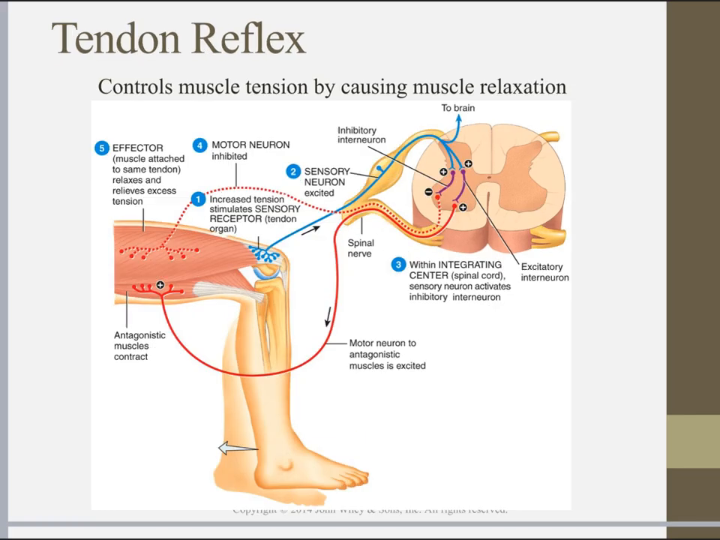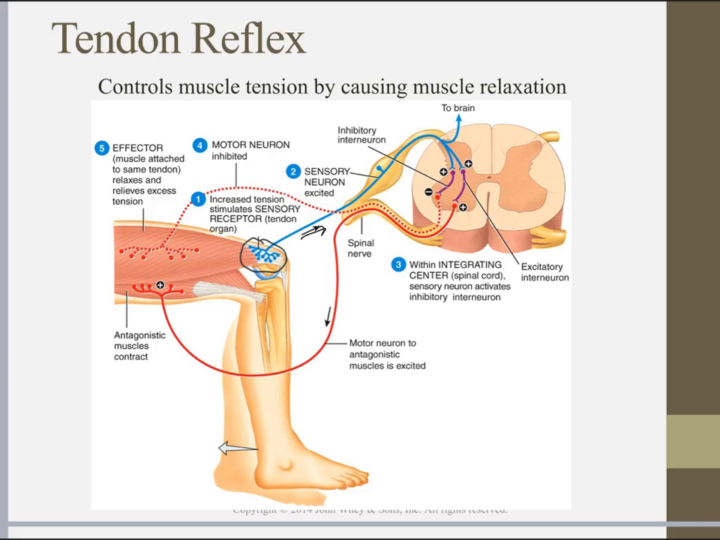The next reflex we're going to look at is a tendon reflex. These are going to help control muscle tension by causing muscle relaxation. If you look at where the sensory receptor is, it's in a little different place. It's in our tendons that are connecting the quadriceps to that patella. So let's look at the steps. Step 1, increased tension detected by the tendons of the muscles of the quadriceps is going to stimulate a sensory receptor, or a tendon organ.